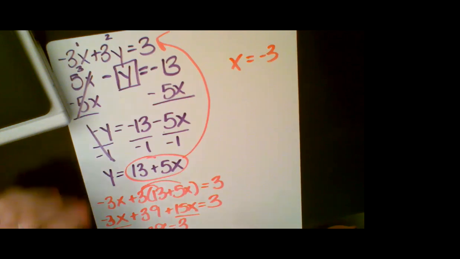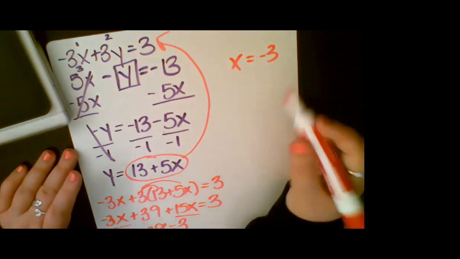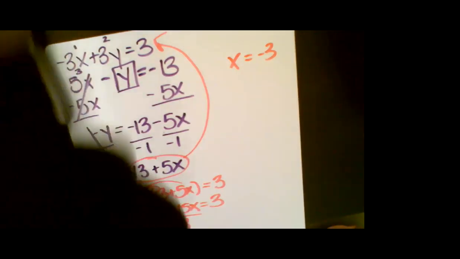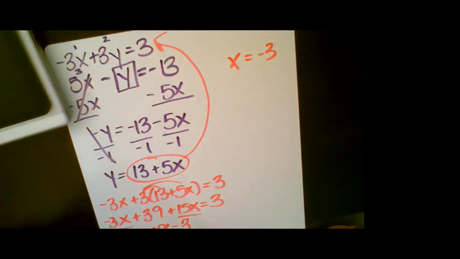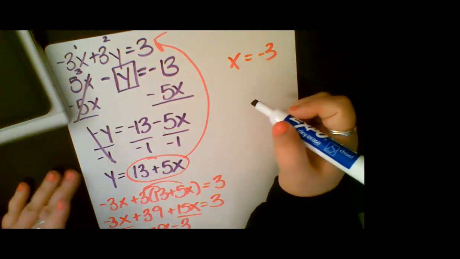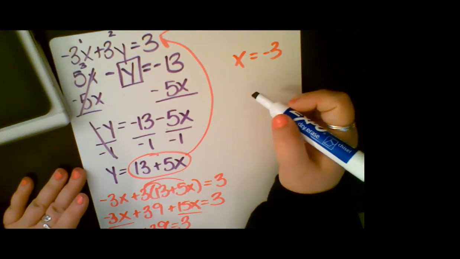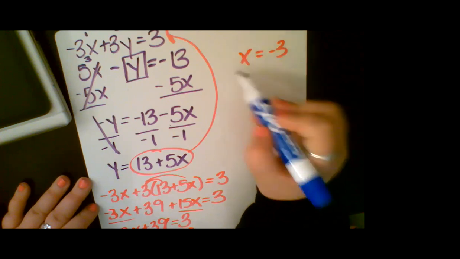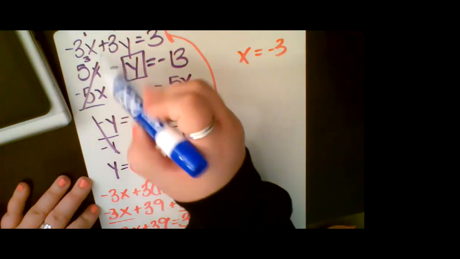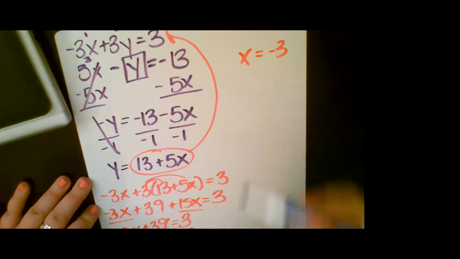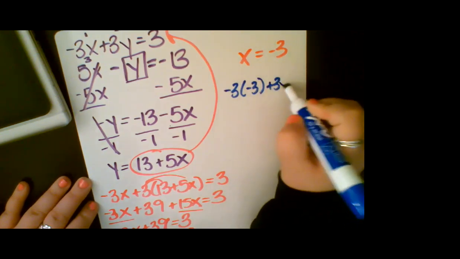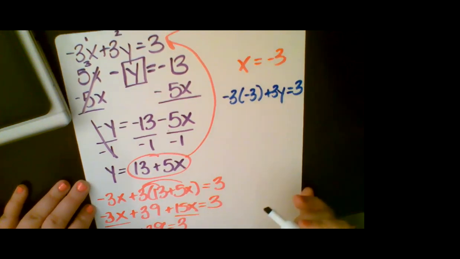All right, so now we got x. What else do we need? We got x. What else do we need, guys? Y. Perfect, thank you. So we're going to take x and we're going to plug it in for x into one of the two original equations. I'm going to pick the first one. And we're going to replace x with what it's equal to, because equal things can replace each other.